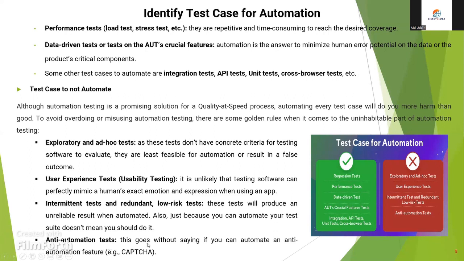Otherwise, anti-automation tests. This goes without saying: you cannot automate anti-automation features like CAPTCHA. Another one is QR code reading. Those kinds of things you cannot automate because they are anti-automation features. They don't provide you any automation tools; till now there is no way to capture those things.